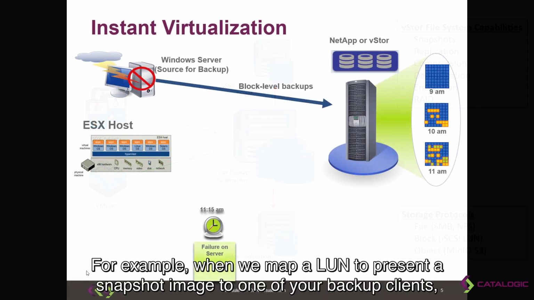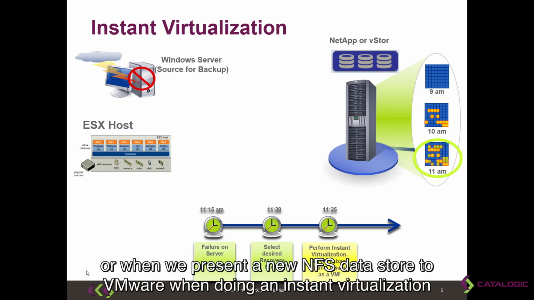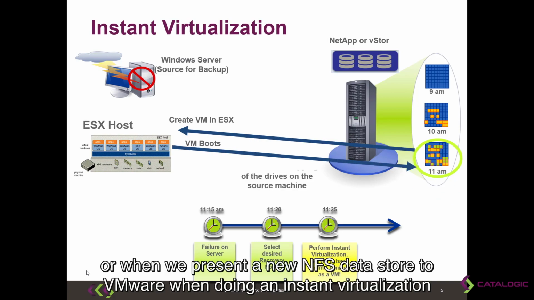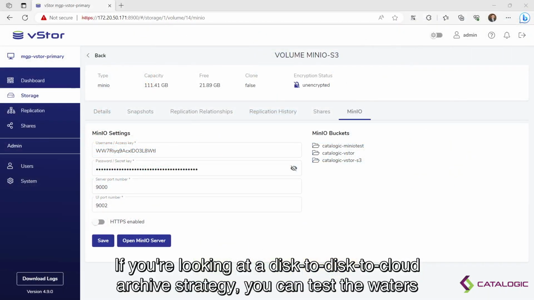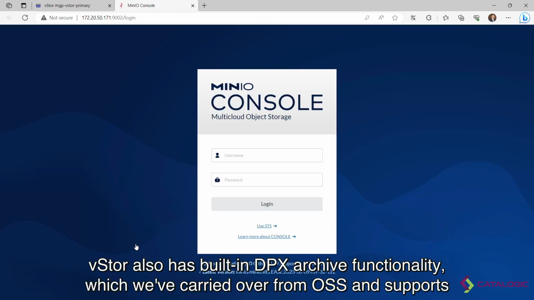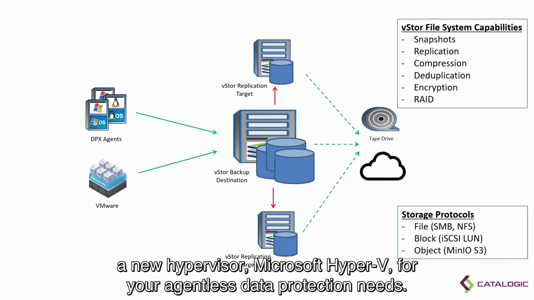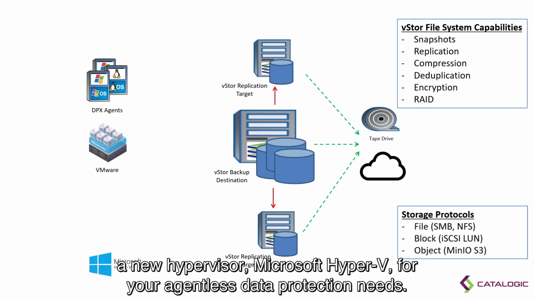For example, when we map a LUN to present a snapshot image to one of your backup clients, or when we present a new NFS data store to VMware when doing an instant virtualization restore. If you're looking at a disk to cloud archive strategy, you can test the waters with the MinIO S3 gateway software that comes packaged with vStor and much more. vStor also has built-in DPX archive functionality, which we've carried over from OSS and supports a new hypervisor, Microsoft Hyper-V, for your agentless data protection needs.